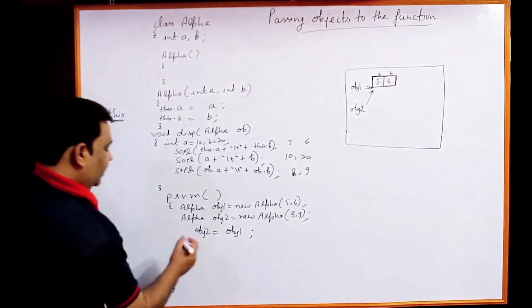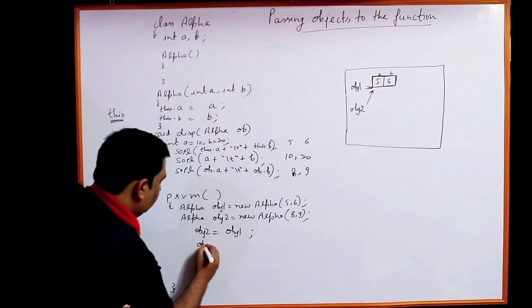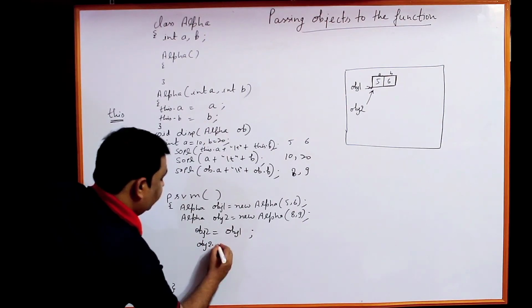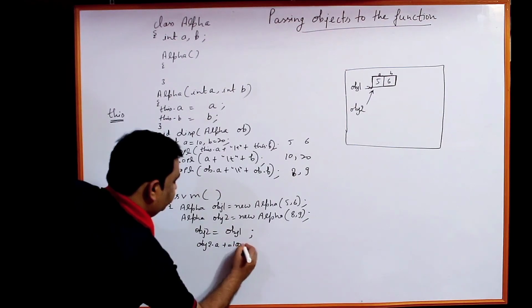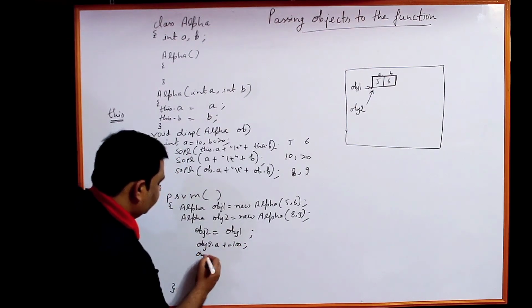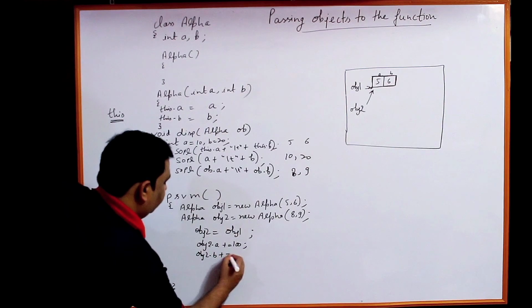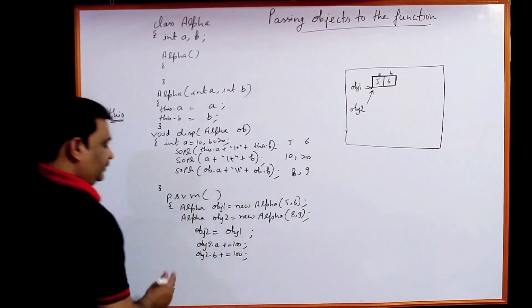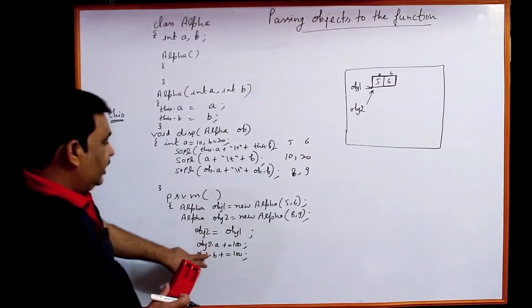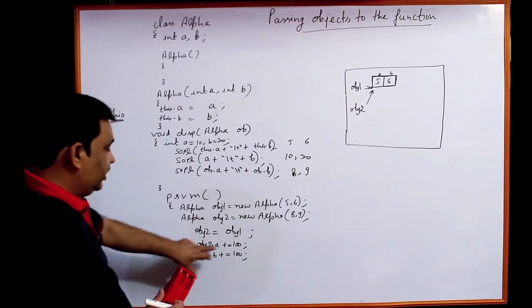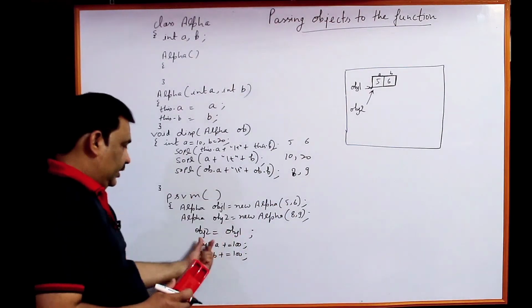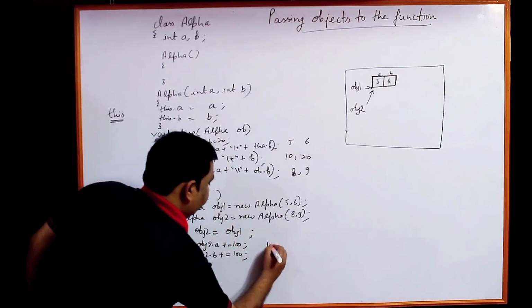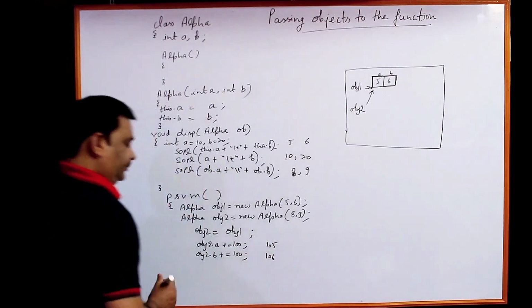Now if I write obj2 dot a plus equal to 100 and obj2 dot b plus equal to 100, then after this statement the values of obj2 dot a and b, which were 5 and 6, will become 105 and 106.